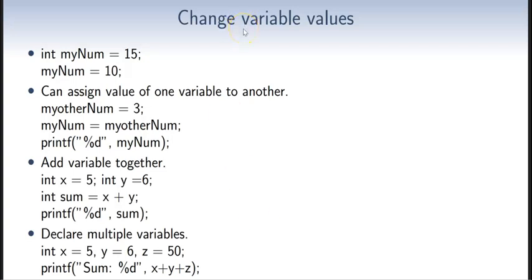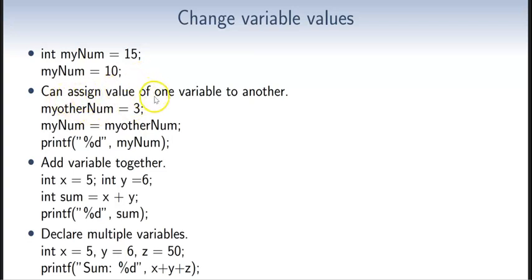Next one, change variable values. We can change the variable values like this. See, int myNum is equal to 15. We have assigned 15 to this variable name myNum. Again we are assigning myNum is equal to 10. If we print the myNum value here, we will be getting the output as 10, because the earlier 15 is changed to 10. So the last assigned value will be printed as the output.